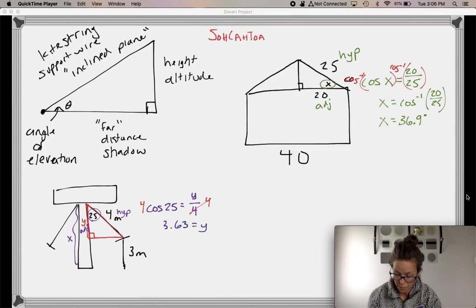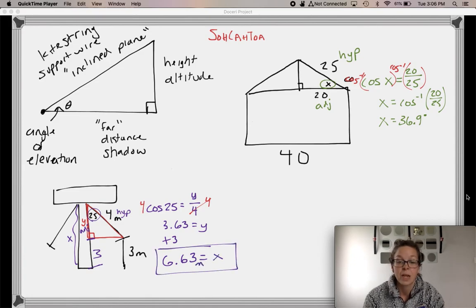3.63 is y, but y is not my answer. x is my answer. So if y is 3.63 and this bottom part is 3, because that was our goal, to be 3 meters off the ground, 3.63 plus that 3 meters gives 6.63 meters is our x. That's how tall we would need to build our attraction. So that's not too bad. That makes sense. That's a reasonable height, especially for attractions. Sometimes they are super tall, right?